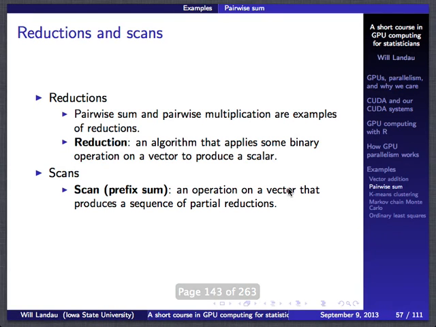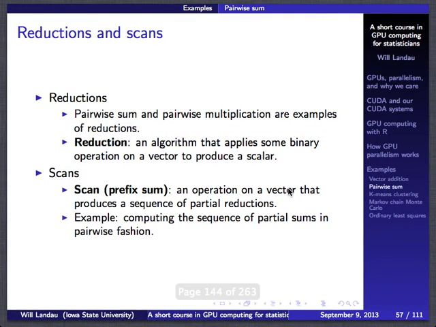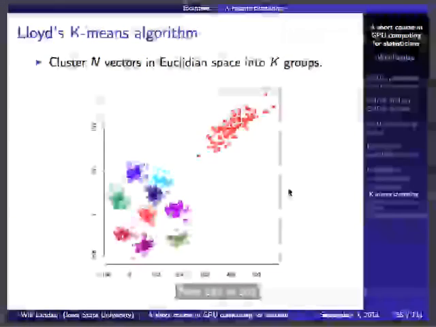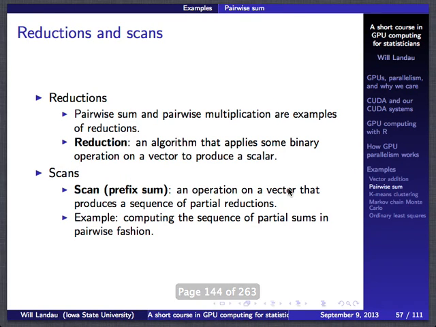Scans are sort of in the same family as reductions. They're similar kinds of algorithms, but a distinct class from reductions. They're also called prefix sums. It's an algorithm that applies an operation on a vector that produces a sequence of partial reductions. So a sum scan would produce a sequence of partial sums of a vector instead of just the pairwise sum of everything. The last element would be the pairwise sum. So you can compute the sequence of partial sums. And that's it for the pairwise sum.